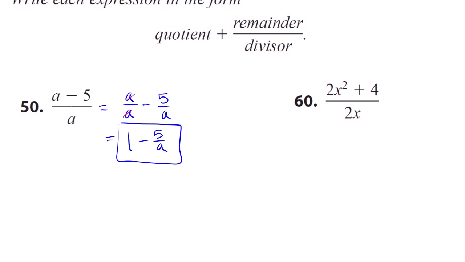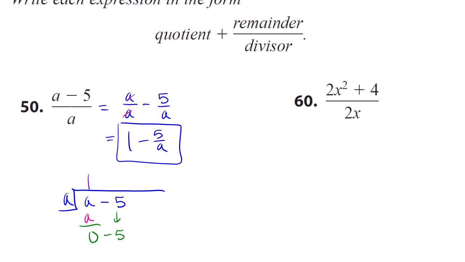Now we could also do this with long division. We could say a into a minus 5, so a divided by a. How many times does a go into a? It goes in once. Then we multiply 1 by a, and we get a. Then we subtract: a minus a is 0. So then we bring down the next term, negative 5.